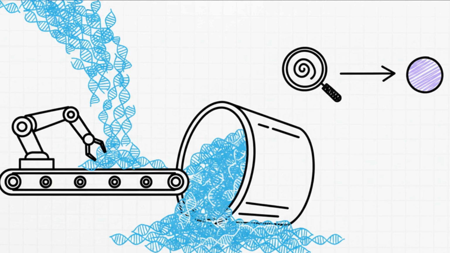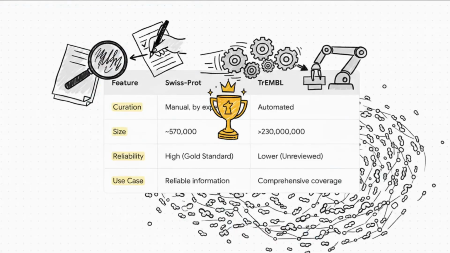The cool part is, important or well-studied sequences in TrEMBL can eventually be manually curated and get that coveted promotion into SwissProt. So here's the core trade-off, really. With SwissProt, you're getting manual curation and super high reliability. With TrEMBL, you get automated processing but way more comprehensive coverage. The key is knowing which tool is the right one for your specific research question.